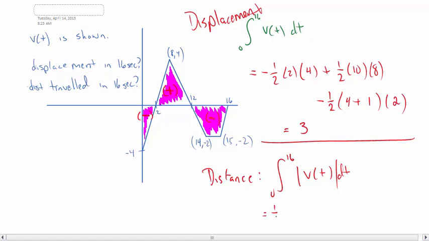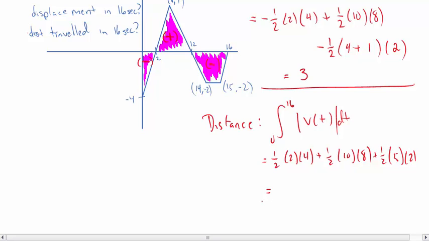So our area would be found by 1/2 times 2 times 4, plus 1/2 times 10 times 8, plus 1/2 times 4 plus 1 is 5 times 2, and this total distance traveled is 29, as opposed to a displacement of 3. Notice what this means.